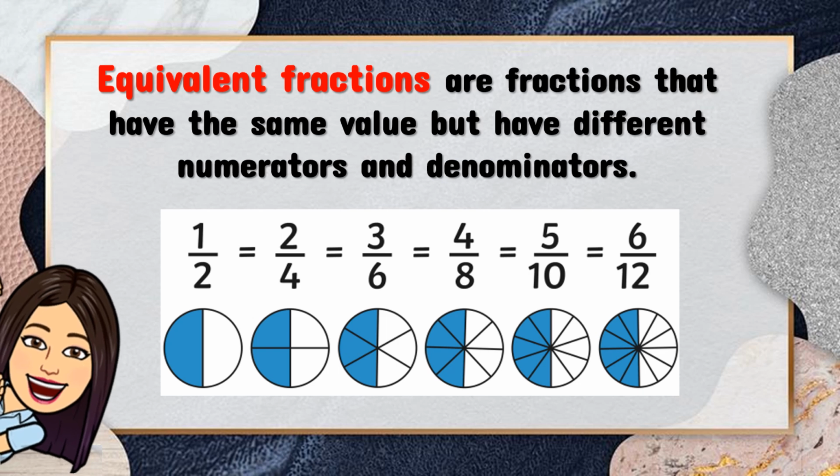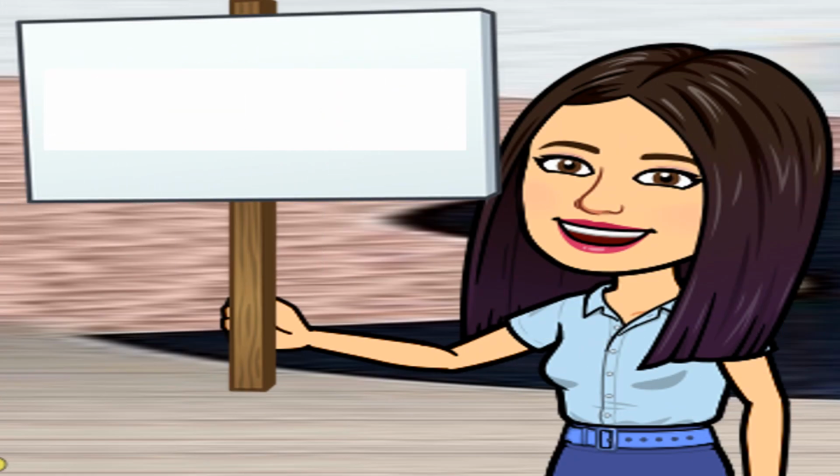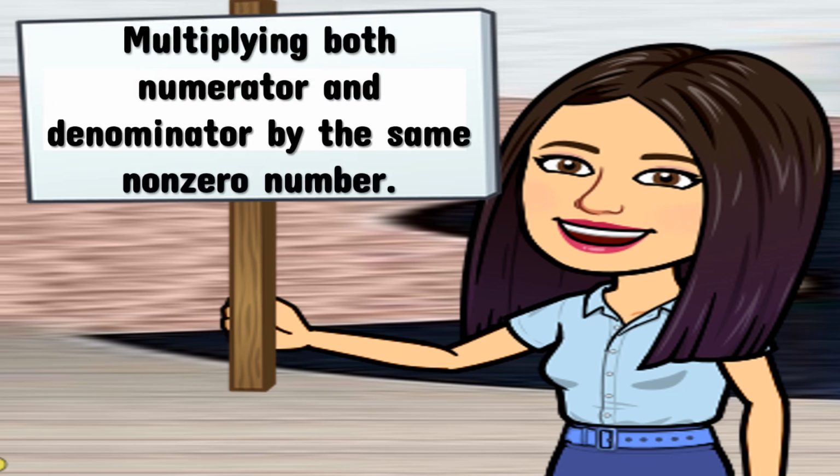Equivalent fractions are fractions that have the same value but have different numerators and denominators. There are four ways of finding equivalent fractions. The first one is multiplying both numerator and denominator by the same non-zero number.